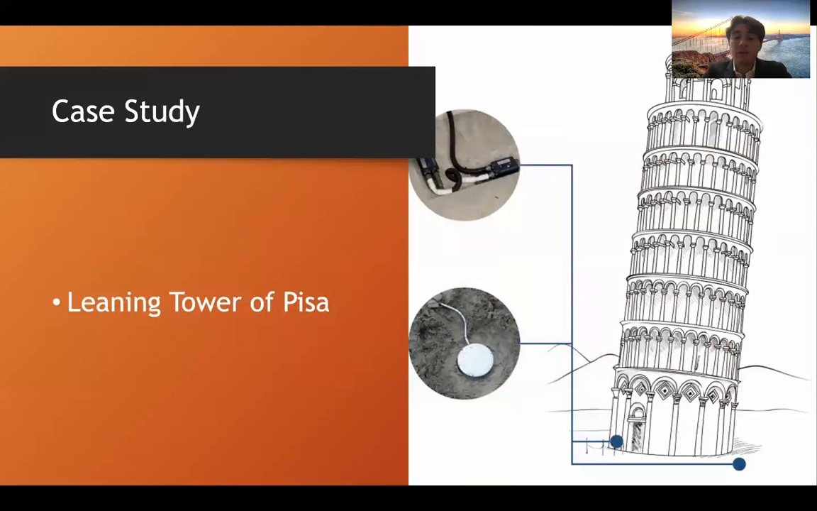A case study would be the Leaning Tower of Pisa, where the foundation was not strong enough to uphold the structure, giving it its infamous lean, where geotechnical engineers are still trying to fix and prevent this structural failure today.